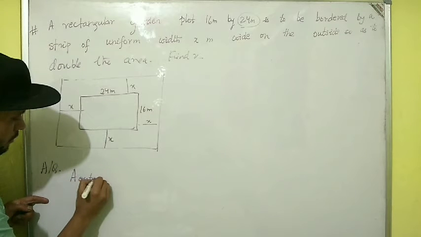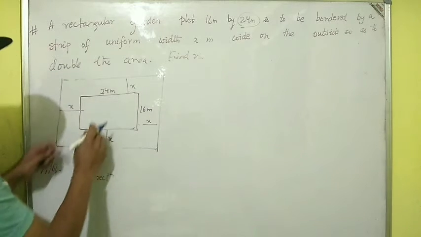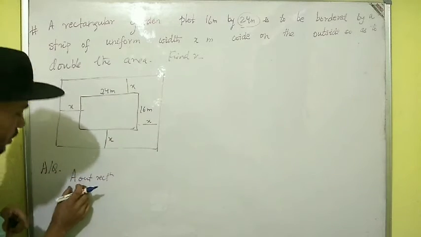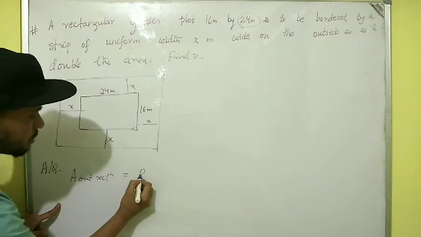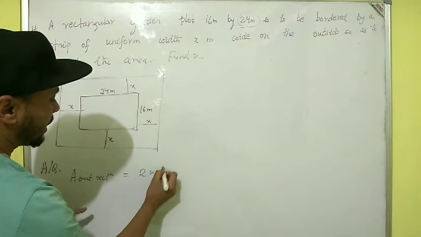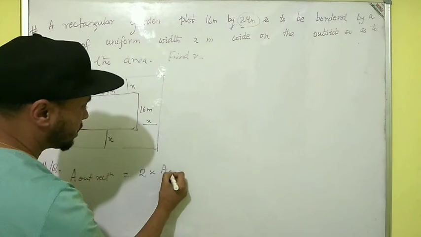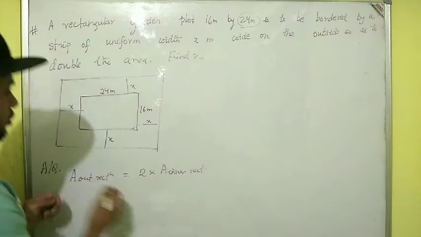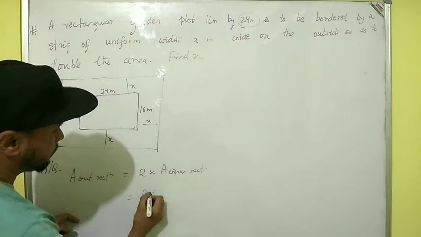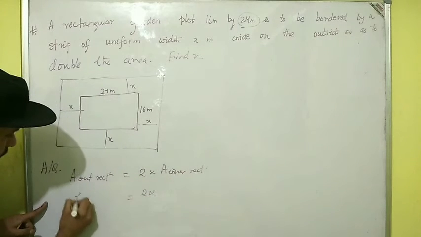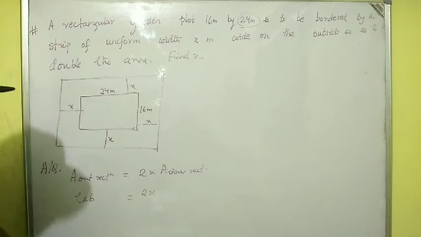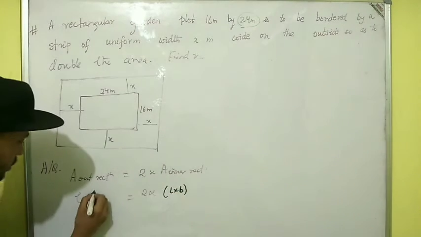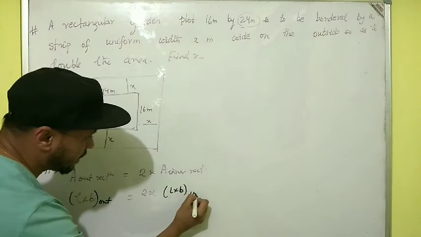Area of outer rectangle. Okay. Now, after making the border, we'll get a bigger rectangle. Now the area of the outer rectangle is double, means twice, into the area of the original, that is the inner rectangle. So this is the condition. Now since both are rectangles, the formula to find the area of a rectangle is length into breadth. So this is length into breadth, isn't it? But this is for outer and this is for inner.